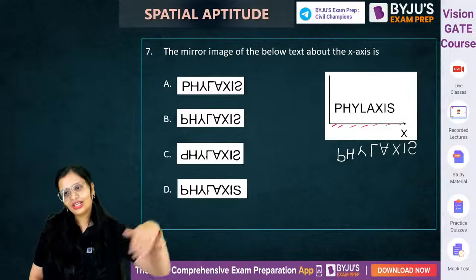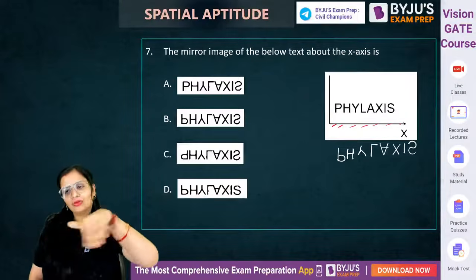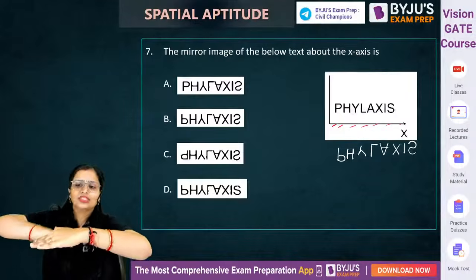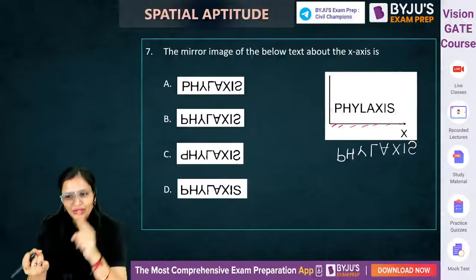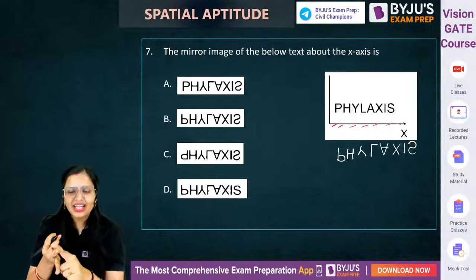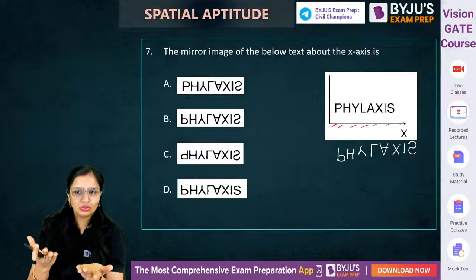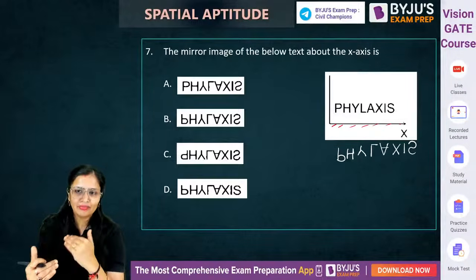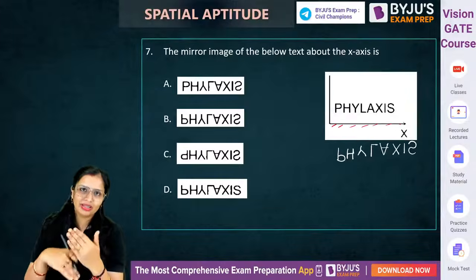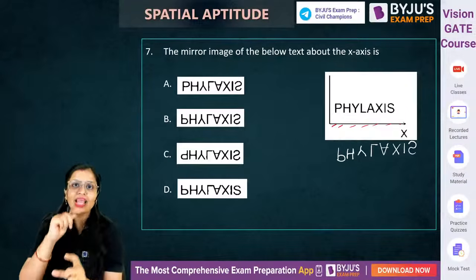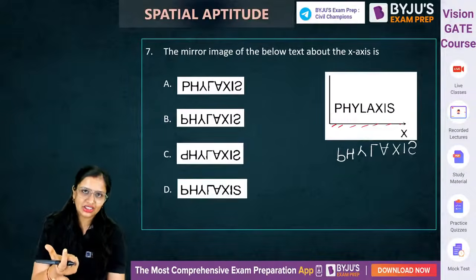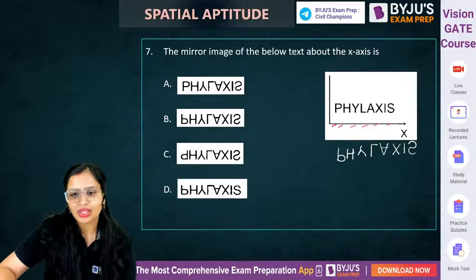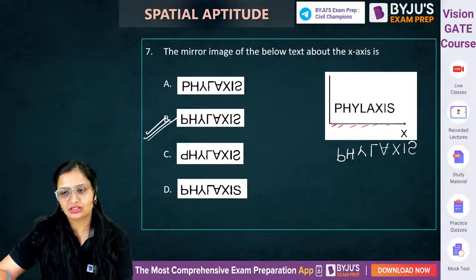So what you have done is you have a mirror image about the x-axis, and all the things will become opposite. See, talking about H, talking about A, these are symmetric. So you will get the same if they are placed below the mirror, the same alphabets without any change in the orientation. So B will be the correct answer.